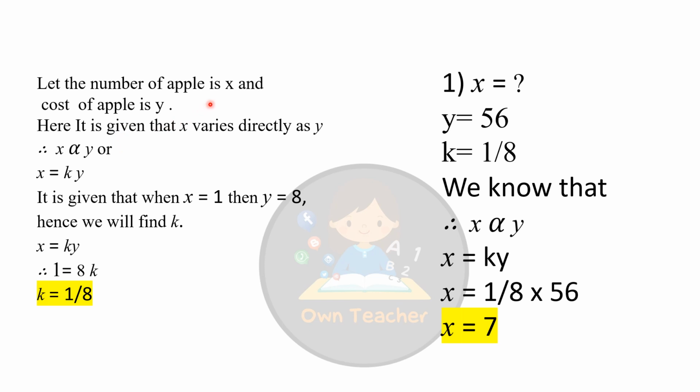Let the number of apples be x and the cost of apples be y. Here it is given that x varies directly as y. So x is directly proportional to y, or x is equal to ky. k is constant. It is given that when x is 1 then y is equal to 8.